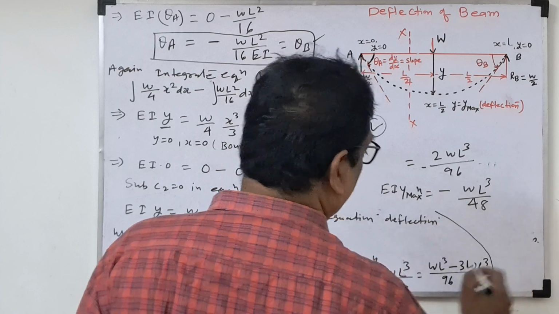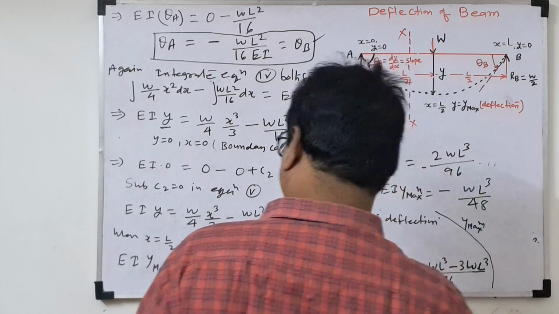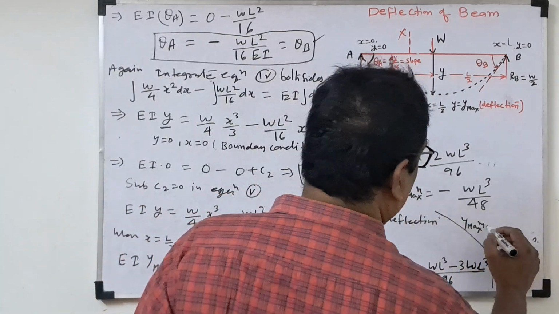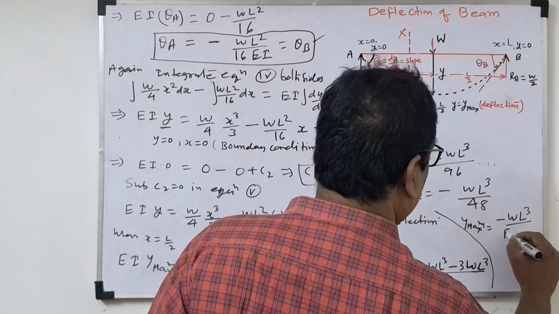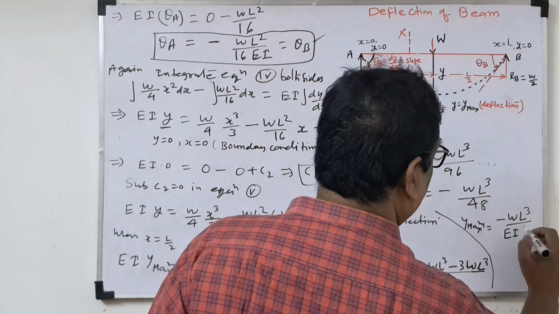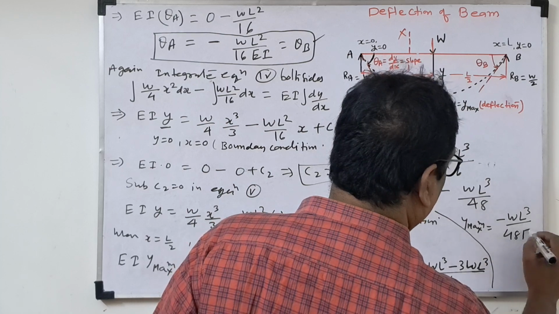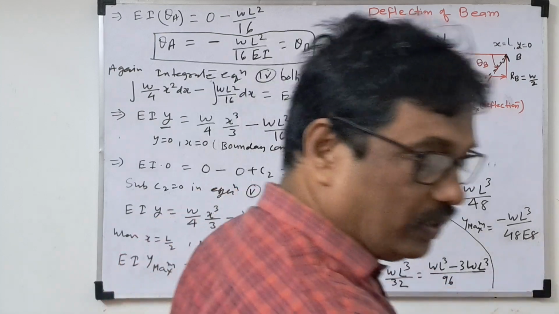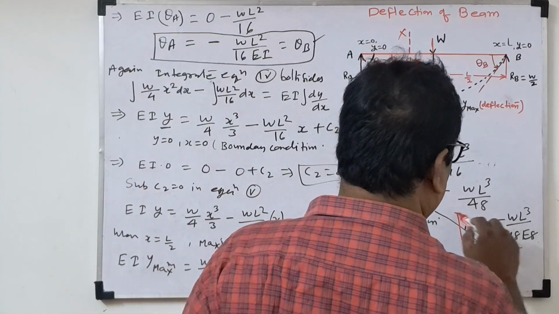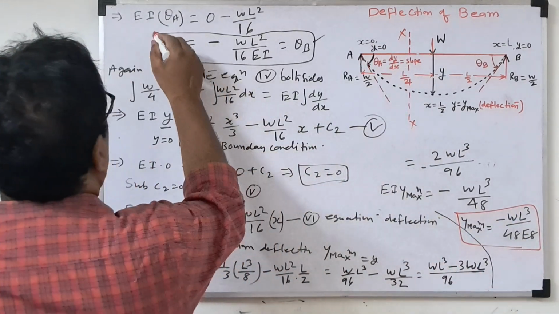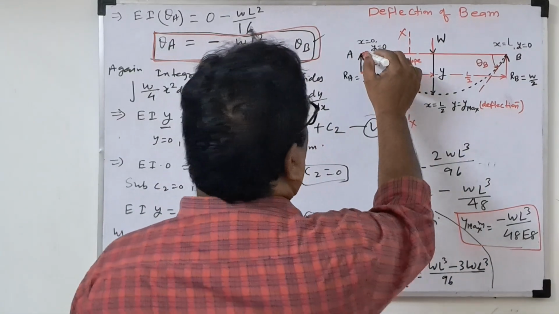So finally, y maximum, that is the deflection, will be maximum when x equal to L by 2. So what is the maximum deflection here? Minus WL cube by 48 EI. This is the equation for the maximum deflection. The maximum slope will be at point A and B.